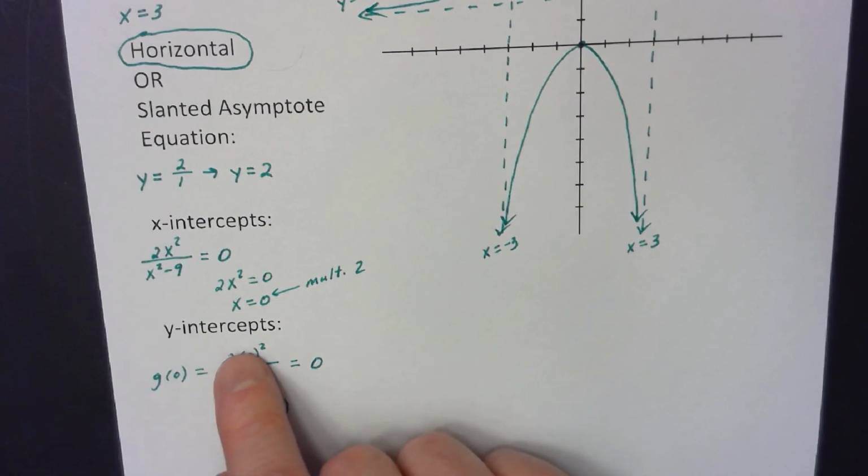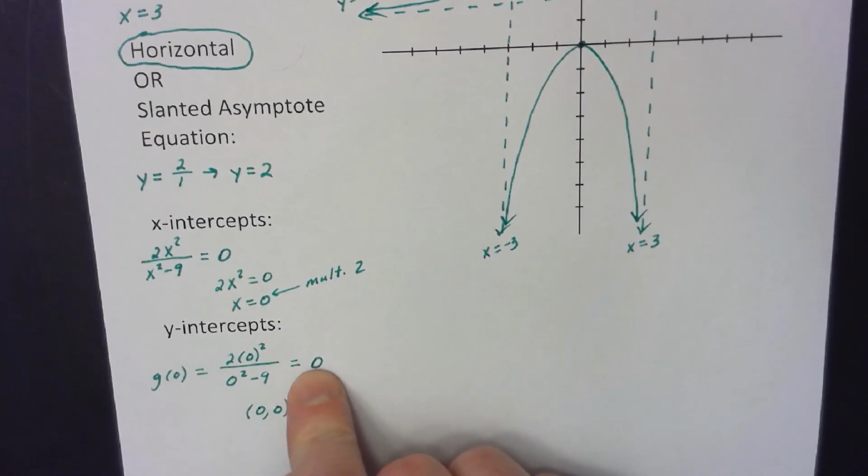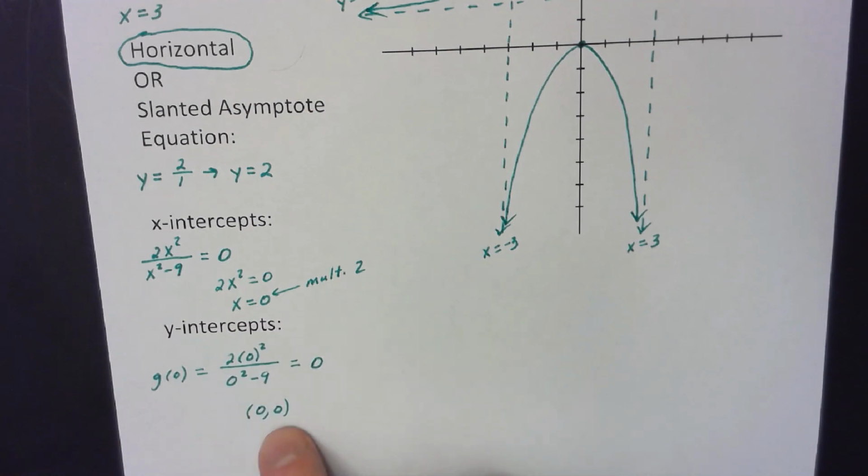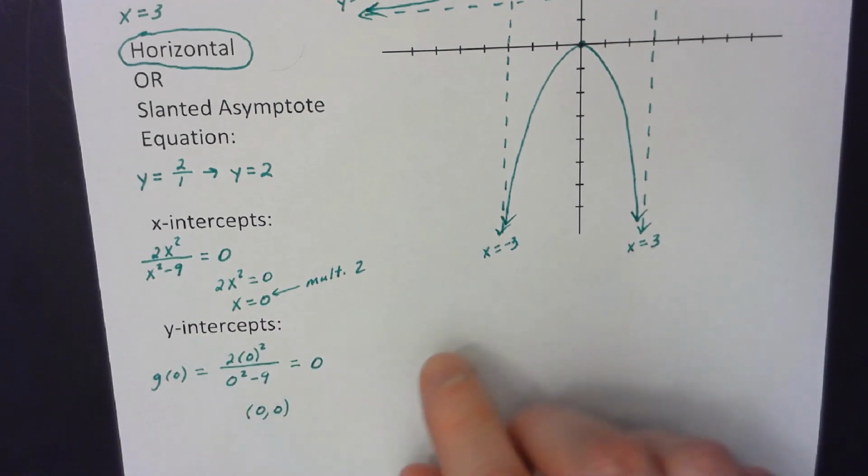But notice when you try to plug that in, you're just going to get y equals 0. And I already knew that. If it's crossing the x-axis at 0, then it crosses the y-axis at 0 too. So you have the ordered pair (0, 0) for both of them.